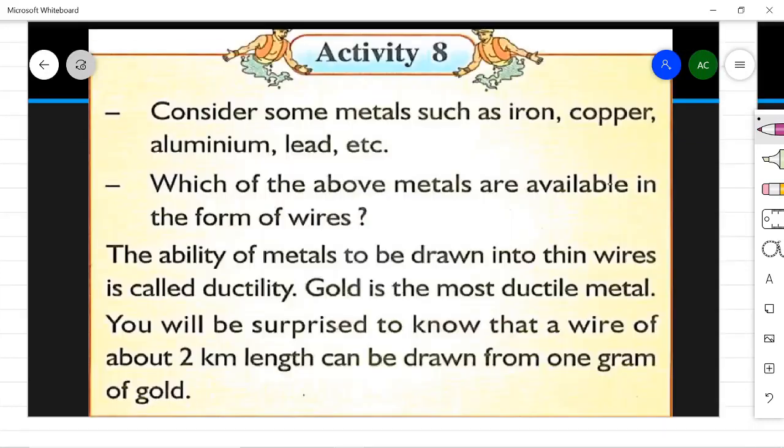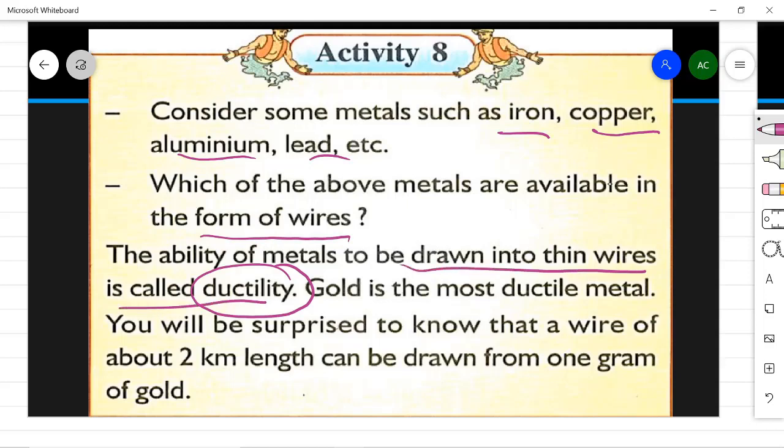Now this is the activity which will tell you what ductility is, what you mean when you say something is ductile or has ductility. So let's see some metals like iron, copper, aluminium and lead, and which of these are available in the form of wires. The ability of metals to be drawn into thin wires is called ductility.